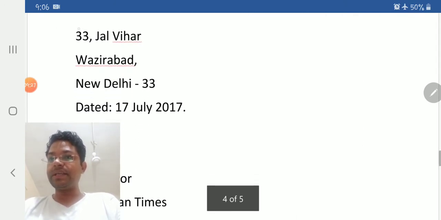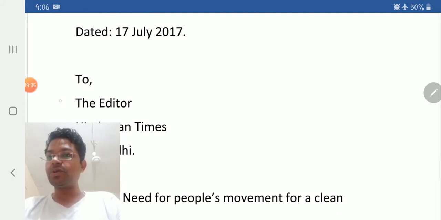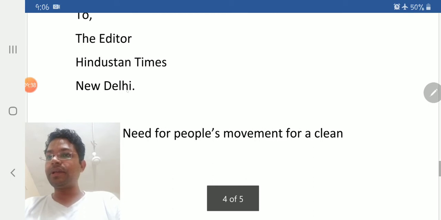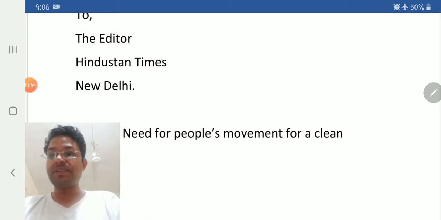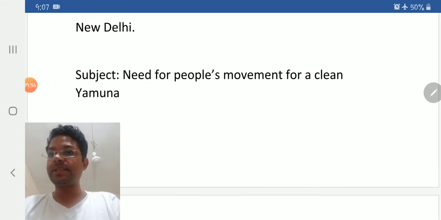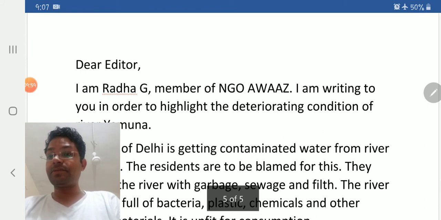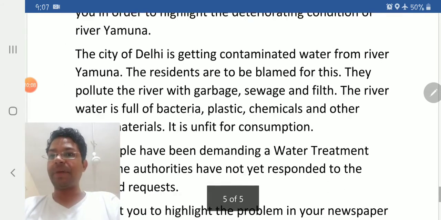Okay, so you can see here the address is written, New Delhi 33. Then the date is also written here. Then one line is left, then the editor, name of the newspaper, then the name of the city. Normally the newspaper offices are very famous in the city, so you don't need to write the whole address, you can just write the name of the city. That is absolutely fine. Then your subject is written in one line, only one sentence. Then "Dear Editor," but remember I told you not to write "Dear"; you must write "Respected Sir/Madam." Then the whole paragraph is here.